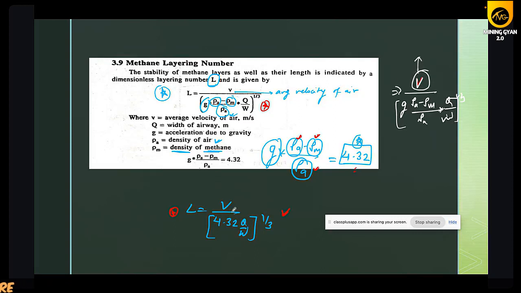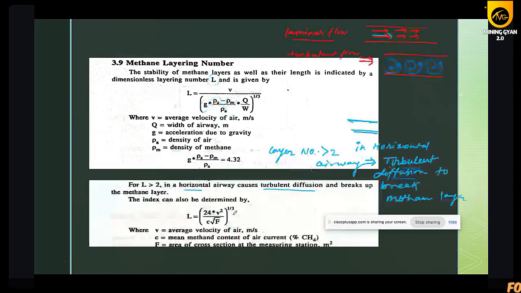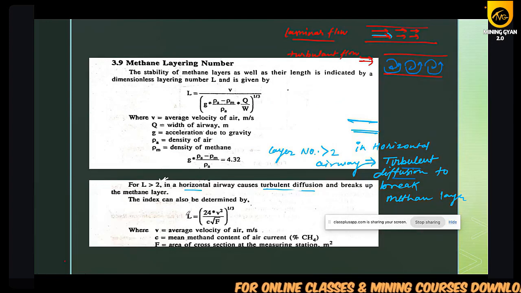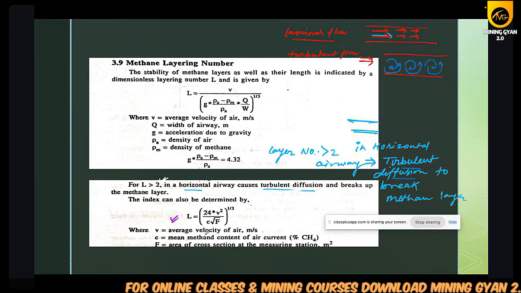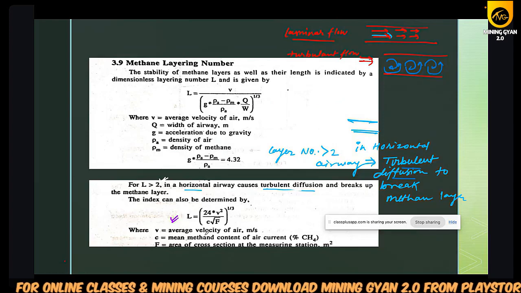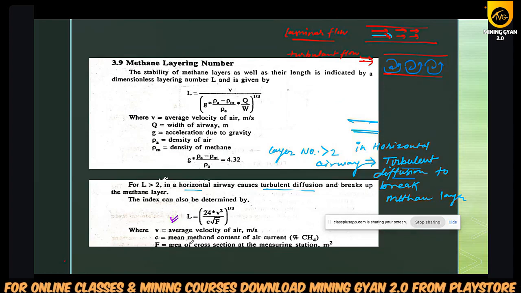And you should also remember this formula I told you yesterday. So if the layer is greater than 2, then you will need turbulent airflow, and the layer formula is 24 V square by CF, root CF to the power 1 by 3. Here also V is the air velocity, and C is the mean methane content of the air.